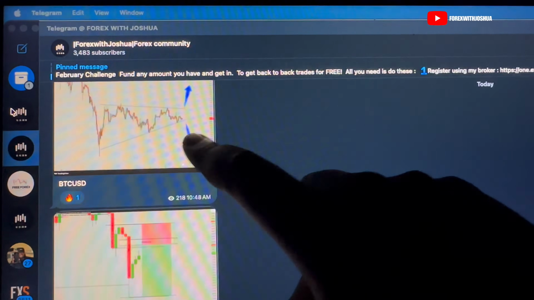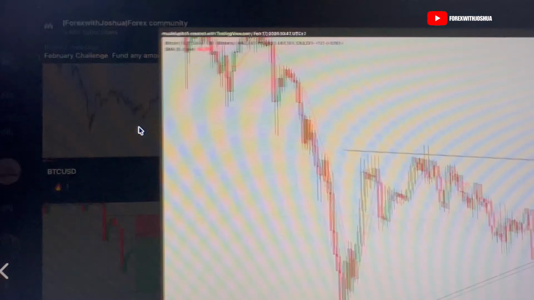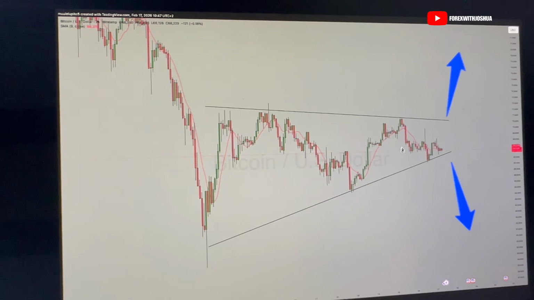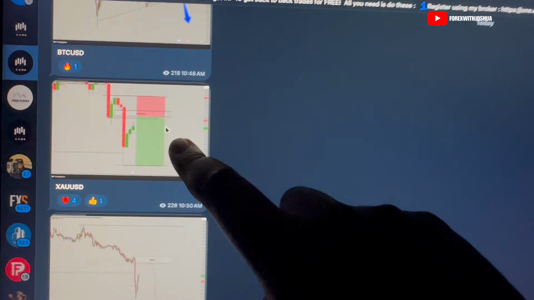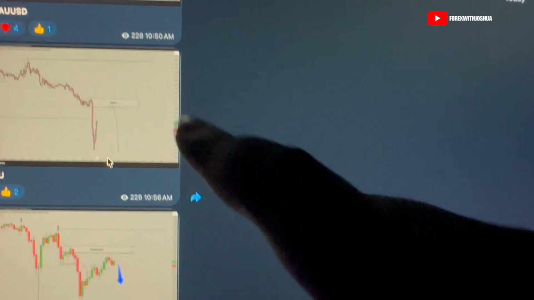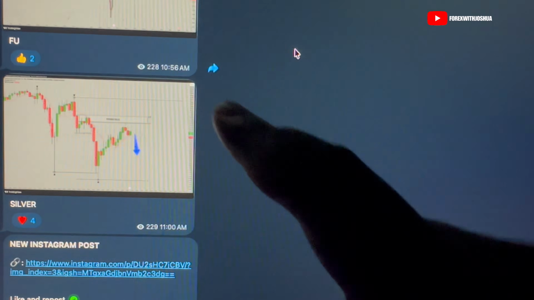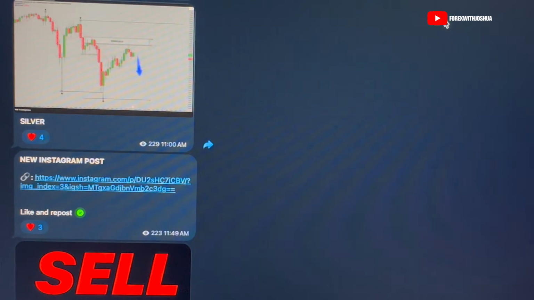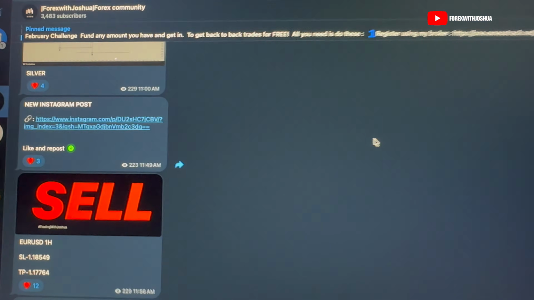In the morning I shared a setup on BTC where I was looking to see the market break above or break below in order for me to take any trades. And this was XAUUSD, which was the gold setup as well. I also had the GU setup here, and I also had the silver setup here. After that, I was looking for selling opportunities on these pairs.